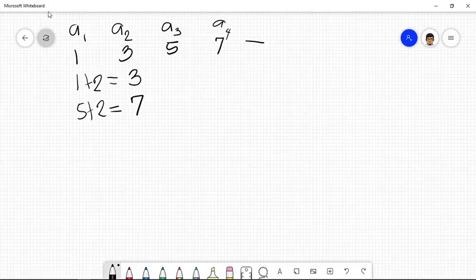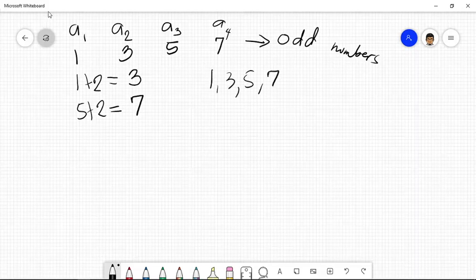Are you familiar with odd numbers? These are actually odd numbers. These are lists of odd numbers. Ano eh? 1, 3, 5, 7. Anong susunod sa 7? 9. Anong susunod sa 9? 11. So, that is what we call a sequence using general pattern.